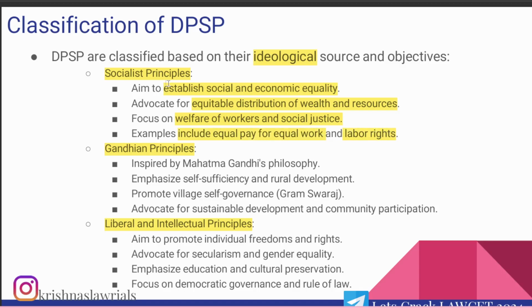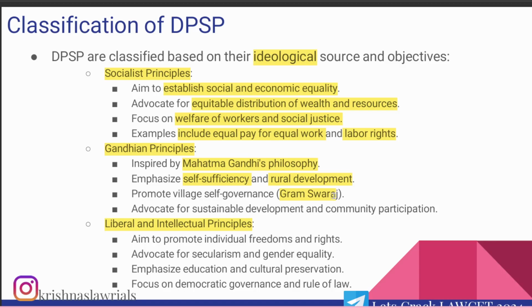This is a socialistic idea. Now the Gandhian principle is inspired by Mahatma Gandhi's philosophy. It emphasizes self-sufficiency and rural development. So this is known as Gram Swaraj, where they support small government. Right, on Insta, they have started to support small businesses.